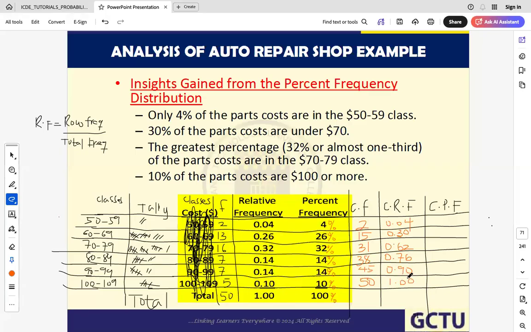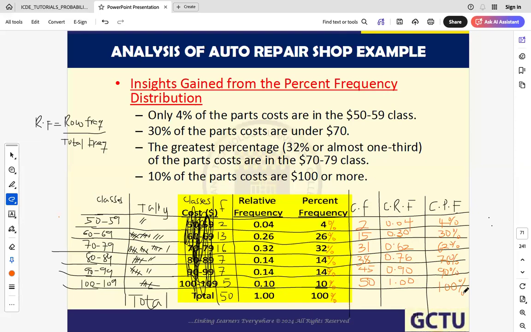Very good. Then finally, we convert this one to cumulative percent frequency by multiplying by 100. So you have 4% here. You have 30% here. You have 62% here. You have 76% here. You have 90% here. And then you have 100% here. So it has become like the first table we had.